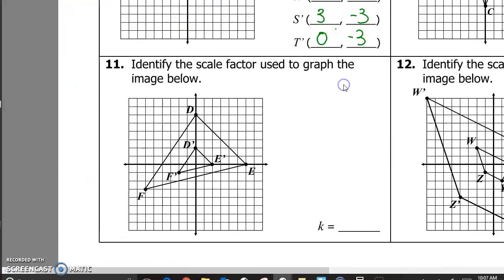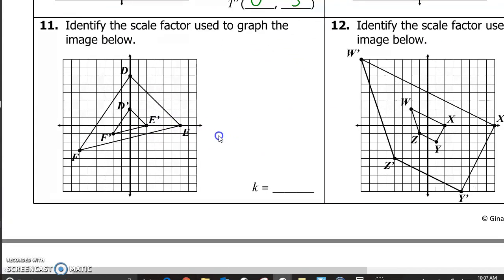Okay, so number 11, a little bit different. You're given the two figures. You now have to identify the scale factor. Okay, so let's just pick a point. Just pick one of them. I'm going to pick the original point D and see where it's at. And it is at 0, 6. And we're going to see the change from this original point D to the new point D. So D is at 0, 2.